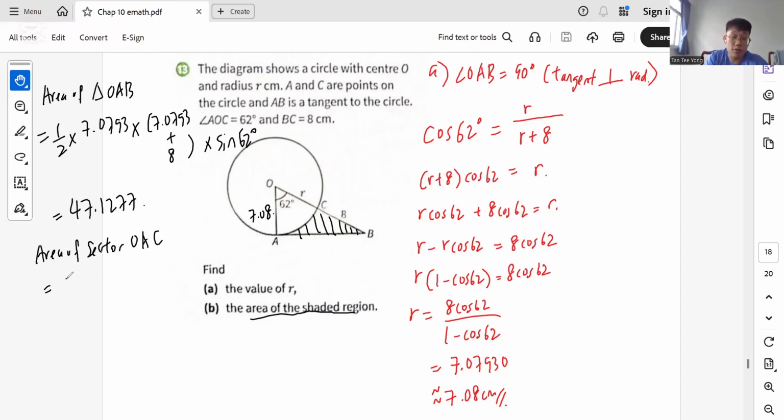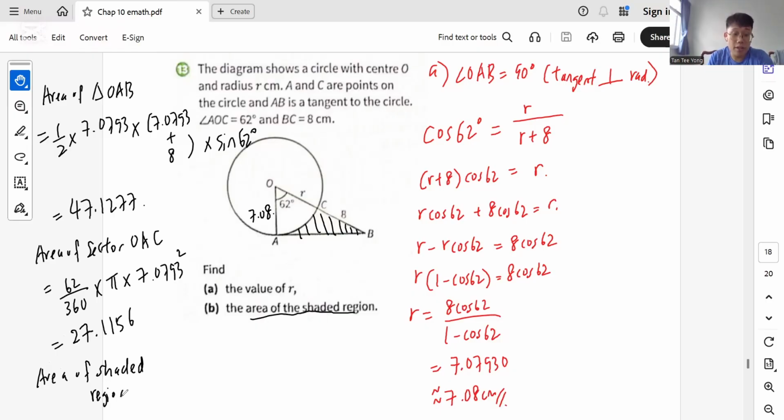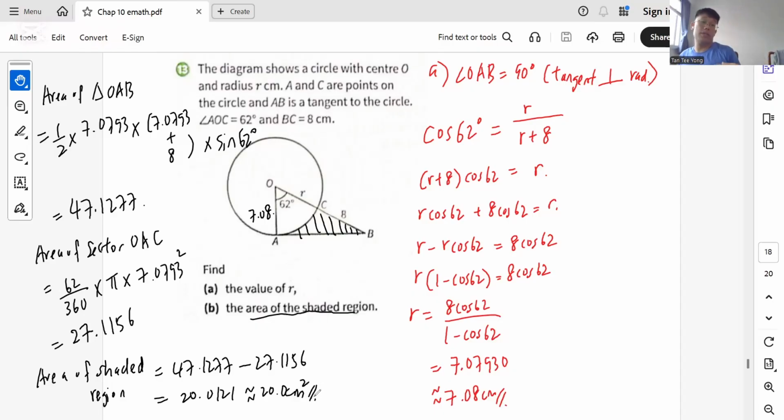Okay, so now for area of sector OAC, it equals theta over 360 times pi times r squared, so 62 over 360 times pi times 7.0793 squared. Okay, so this is 27.1156. So area of shaded region equals minus lah, right? So 47.1277 minus 27.1156. So that will give me 20.0121, round up to 20.0 cm squared. Okay, yes, so this is it for question 13.